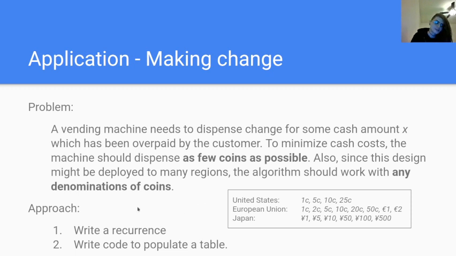Our approach is going to be the same for all of these dynamic programming problems. It's always going to be the same two steps. This is the heart of dynamic programming. We're going to first write a recurrence, and second, write code to populate a table to materialize the values of the sequence that is defined by the recurrence. Okay.